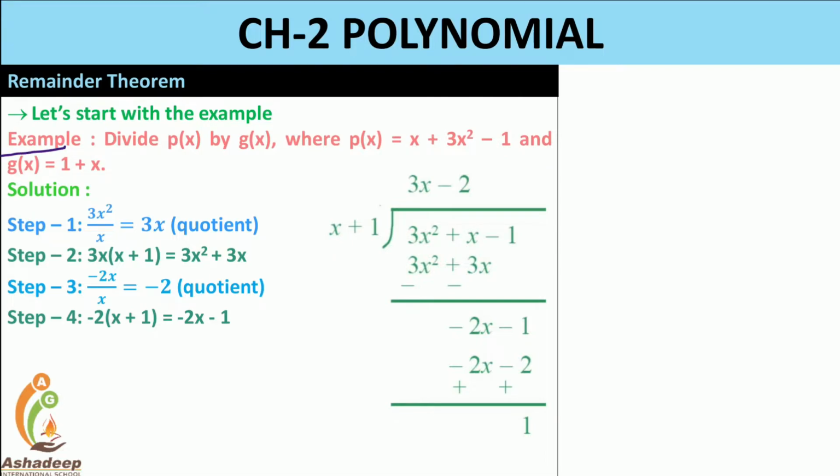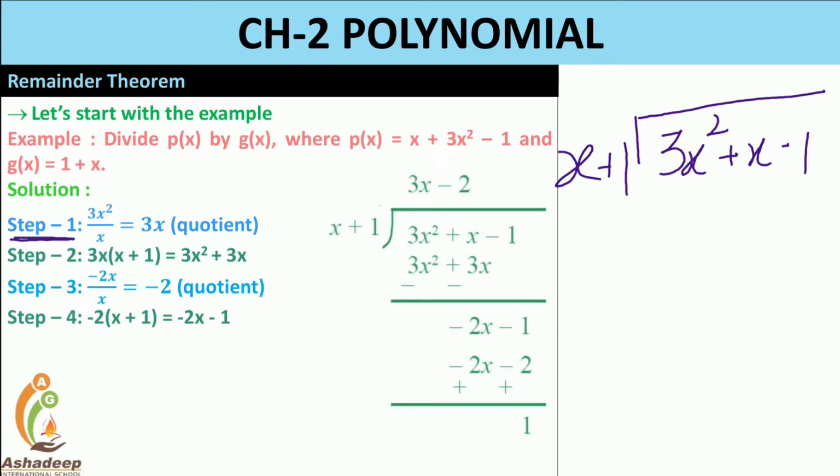Example. Divide p of x by g of x, where p of x is this and g of x is this. Now the thing is how you can divide. So this is called the division method. So how can you divide it? So the very first step, I write down here, this is the 3x square plus x minus 1, and here x plus 1.